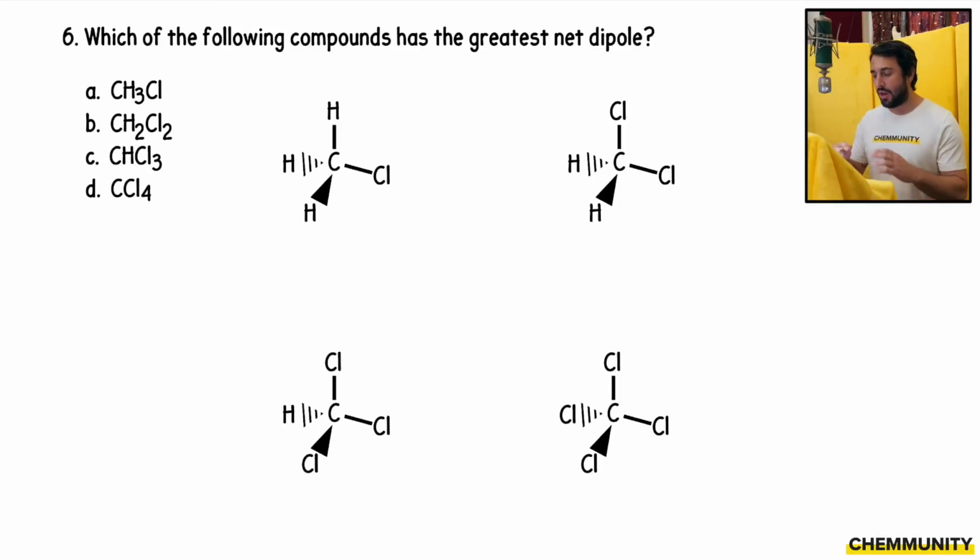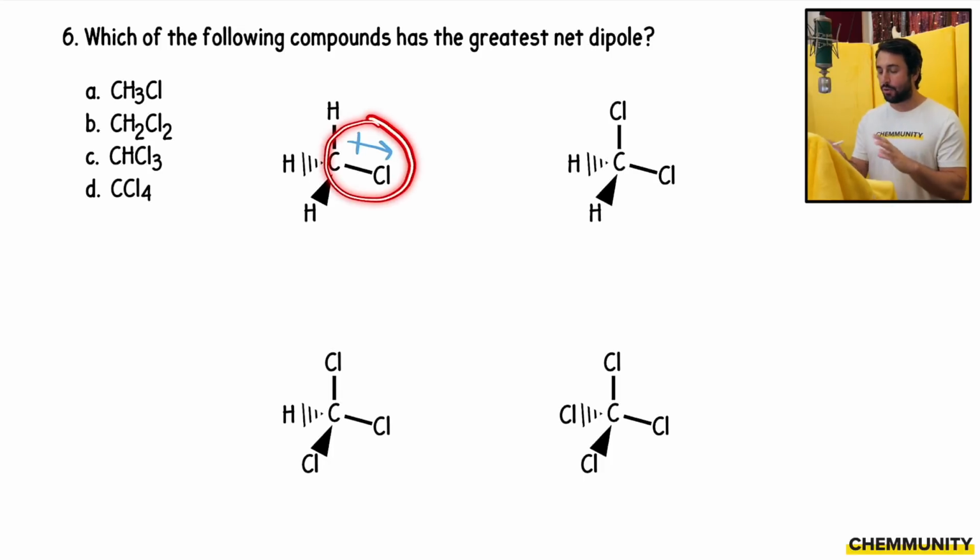In order to assess the greatest net dipole, it is true that every carbon-chlorine bond is polar. We have polar bonds, and they're all the same type of polar bond. They're carbon-chlorine bonds. But in order to assess the polarity of a molecule, you take all of those individual bond dipoles and you combine them to get the overall net dipole for the molecule. So the geometry of the molecule does matter. For CH3Cl, we have this one bond dipole. So the bond dipole for that CCl bond is essentially the net dipole for the molecule.